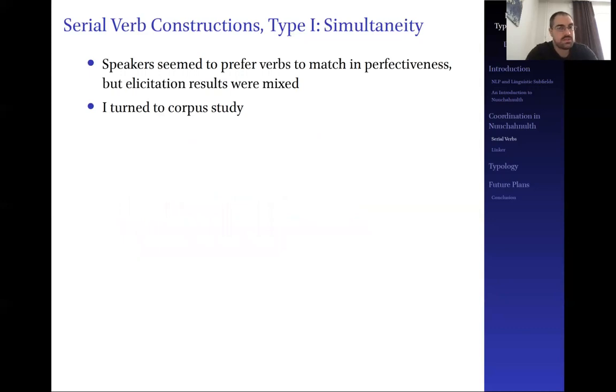I noticed that speakers seem to prefer verbs to match imperfectiveness with this type of serial verb construction, but elicitation results are very mixed. Perfectiveness is most easily thought of as verbs that are over and done versus verbs that are ongoing. And elicitation results were so mixed that the same speaker could give different judgments on the same sentence on different days. So instead, I turned to corpora study of naturally produced text.